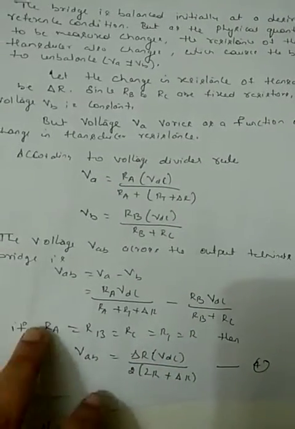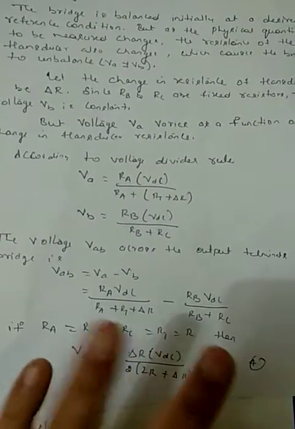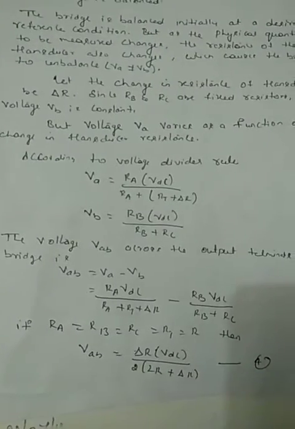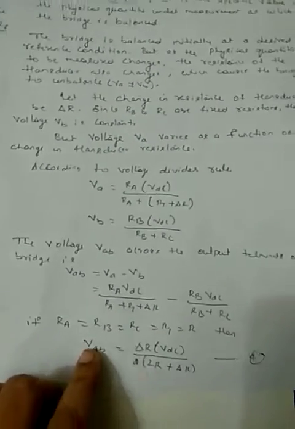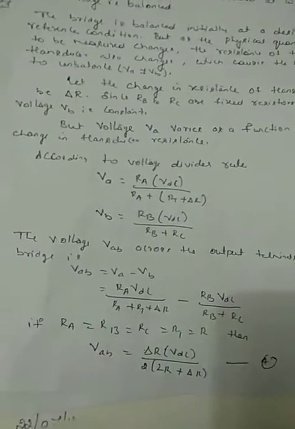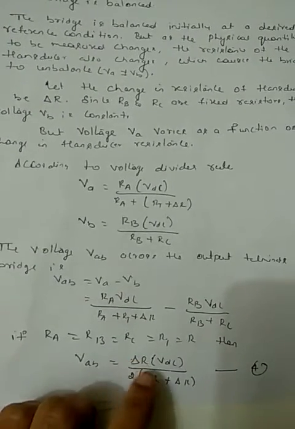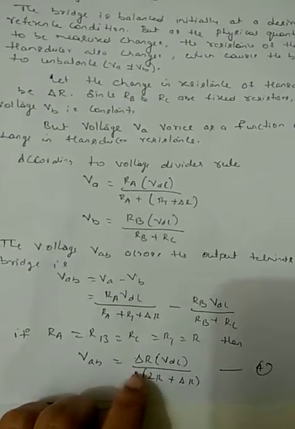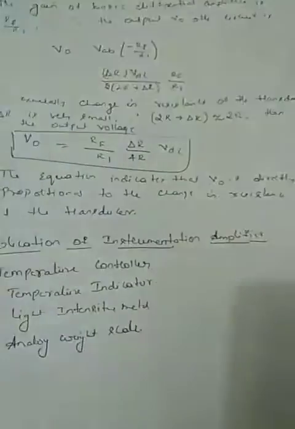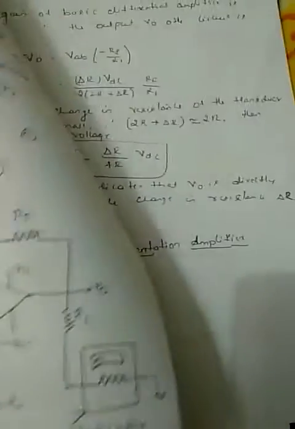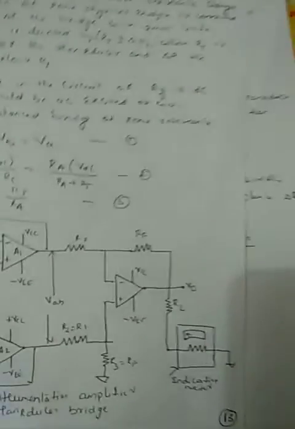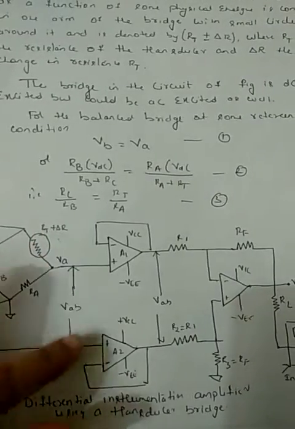If we take RA, RB, RC, RT all equal to R, that is all the resistances are the same, then upon solving we get VAB, the difference between the voltages VA and VB, as delta R into VDC divided by 2 into 2R plus delta R. Now, this is the output voltage of the bridge.